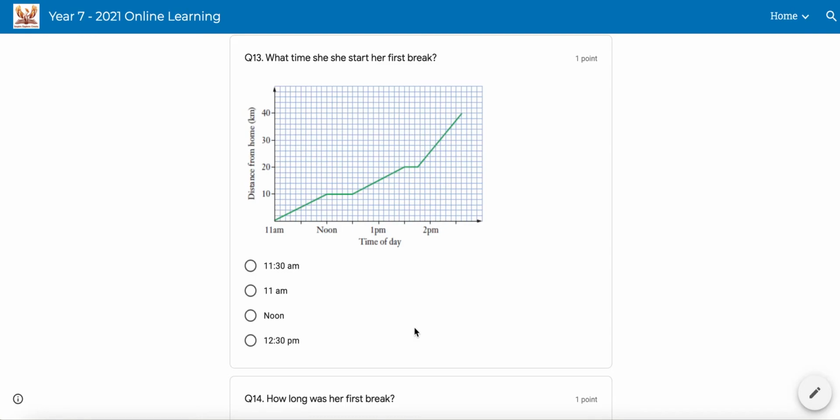What time does she start her first break? Okay, so we remember from the previous graph that breaks are represented by flat sections in the line, okay? Where you're not moving up or down, your distance from home is not increasing or decreasing. So that means that you can't be moving. If your distance from home isn't getting longer or shorter, that means that you're in one spot and you're not moving at all. So this part here is flat, and that's the first time that it's flat. There's another one up here, but it's asking for her first break. So it's this one here, and she starts that at noon.